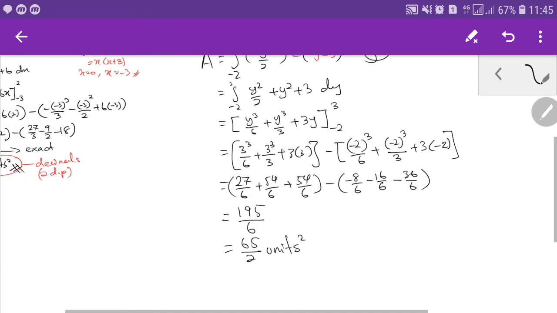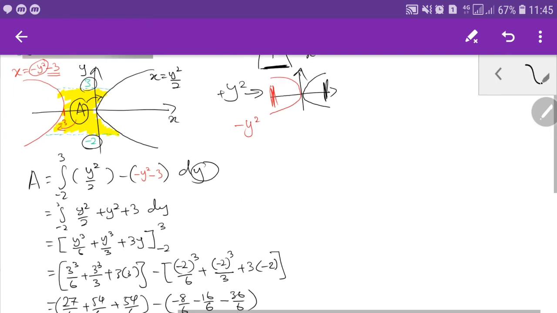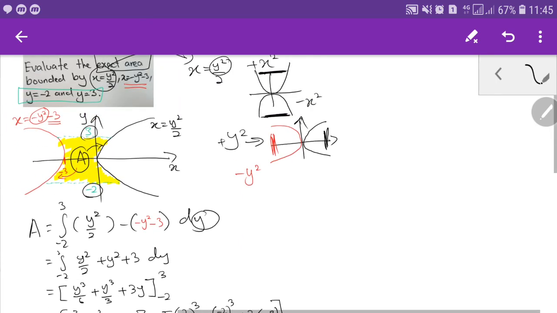So this is the correct answer, because the question wants it to be exact area. So I think that's all.